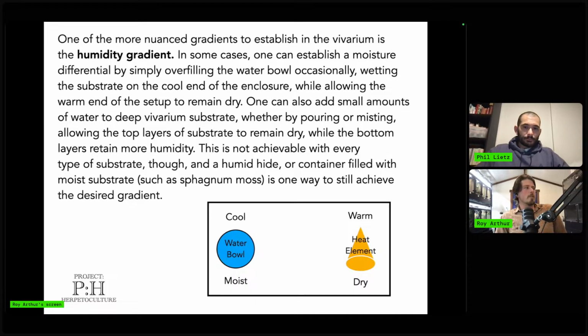I love that. Another thing I've noticed that really helps with establishing humidity gradients, especially for tropical species, for those of us who live in climates that are not tropical, there's a constant challenge to maintain enough humidity for your tropical species. And so, I have most of my tropical vivaria set up on a misting system.